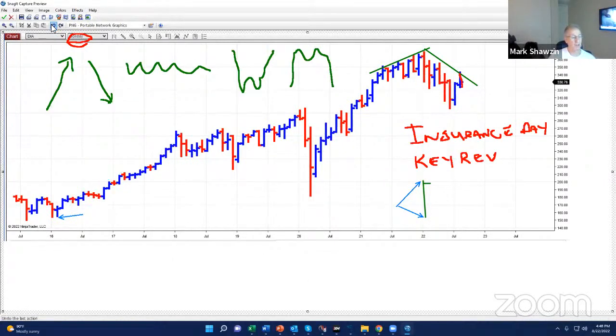Now, I don't just look at these reversal patterns in a vacuum. There was a pattern here and then a play off that pattern. And so that is one form of an insurance bar.